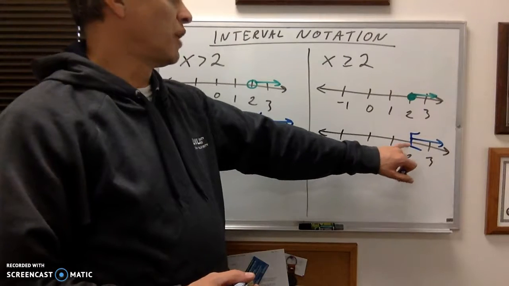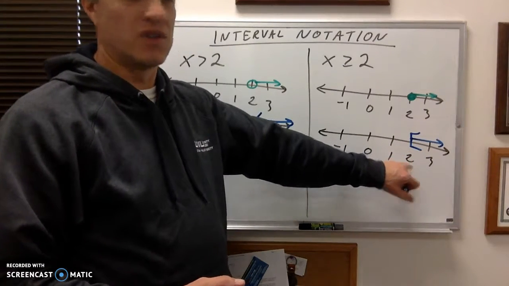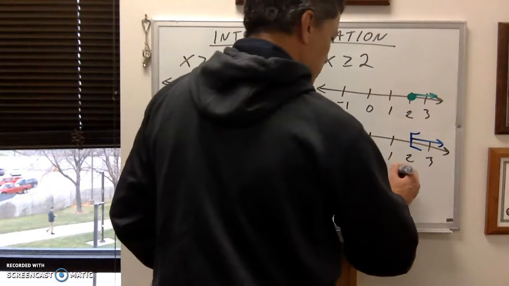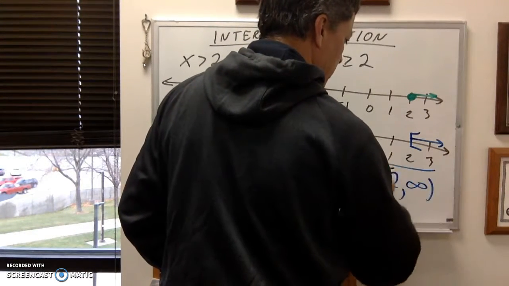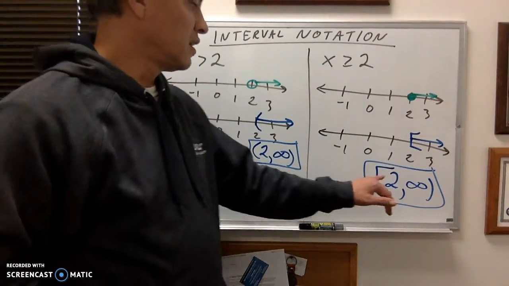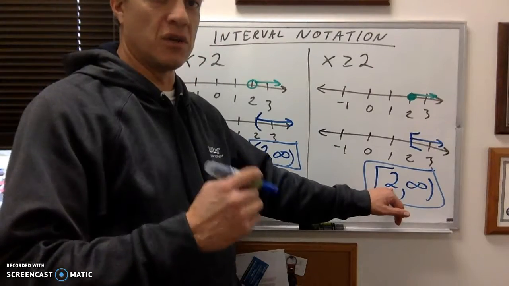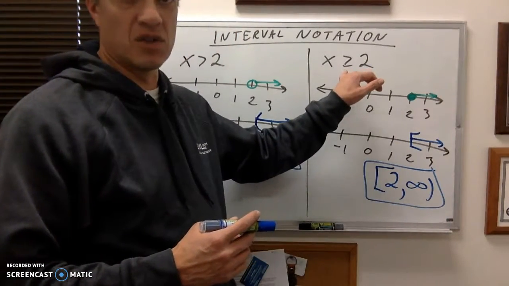The bracket means we can, C-A-N, include the 2 as part of my solution set. Okay, so my solution set in this case would be bracket 2 to infinity. That means 2 including the 2, and then everything to the right of 2 would be in that solution set there, okay?